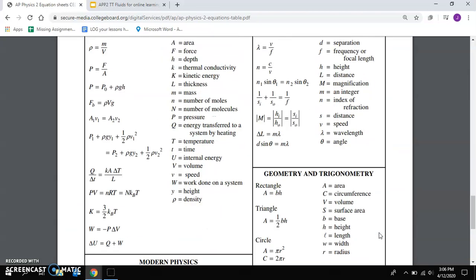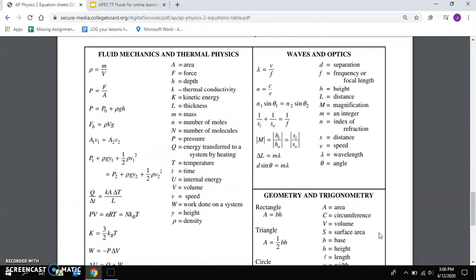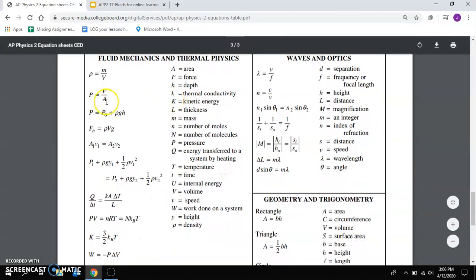Then if we scroll, we're on to the second page of equations, and we're looking at fluid mechanics. So we see our equation for density, for pressure, for absolute pressure with atmospheric and gauge pressure, our buoyant force equation, continuity, and Bernoulli. So that is fluids in just under 13 minutes.